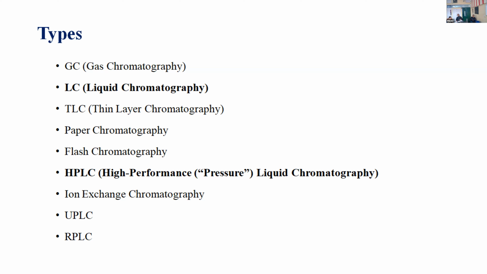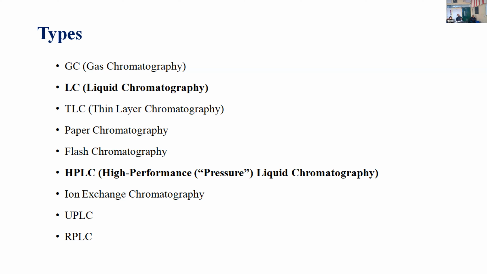Next one is paper chromatography. It is also a form of liquid chromatography in which paper acts as the stationary phase and the solvent acts as the mobile phase. Flash chromatography is a different kind of chromatography which is used for the purification of compounds, in which the column is put under more than 200 psi air pressure, which makes for faster purification of the compound.